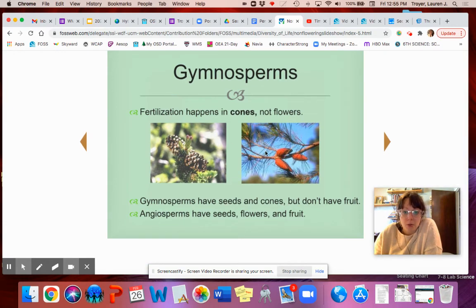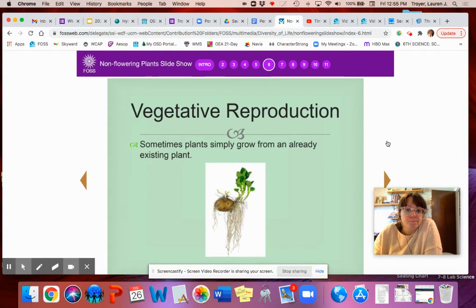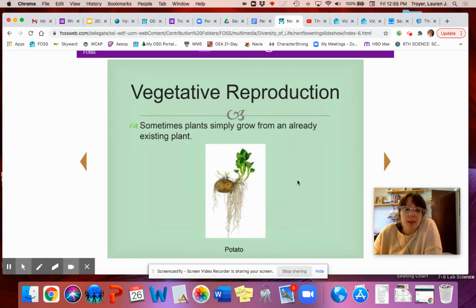Gymnosperms have seeds and cones, no fruit. Angiosperms are flowering plants. They have seeds, flowers, and fruit. And this is one other way you can reproduce if you don't have flowers or cones. You can do vegetative reproduction, where new plants grow from an already existing plant, like a potato. You know, if you leave your potato for too long in the cupboard and it starts to sprout roots and stuff, roots and shoots. Well, you can plant that potato and give it a few months, and new potatoes can grow from an old potato.